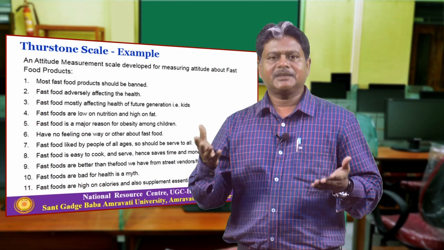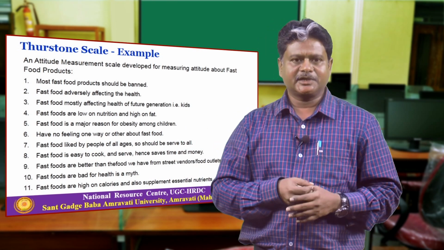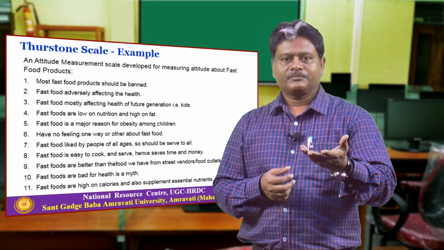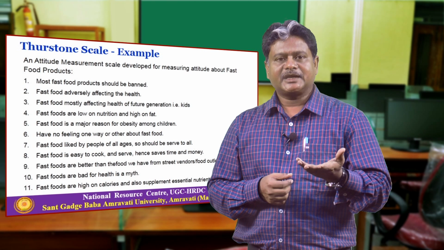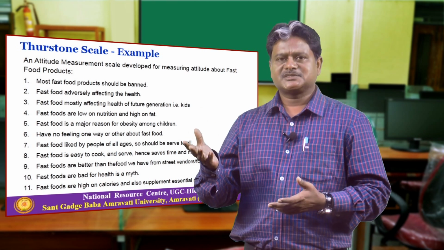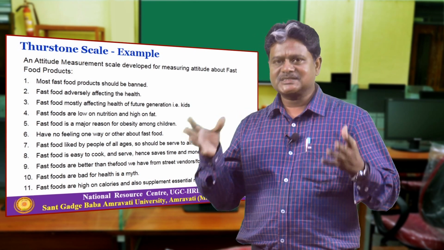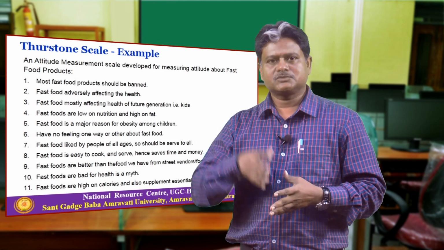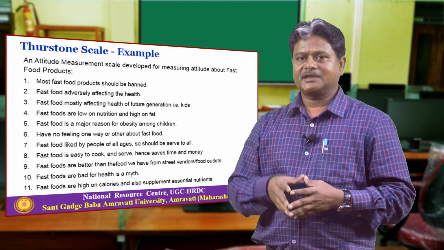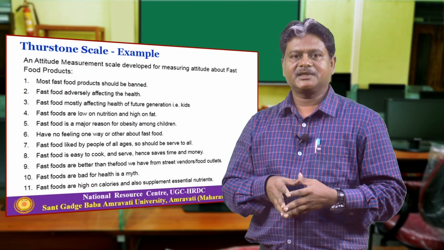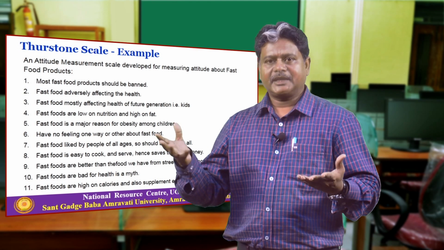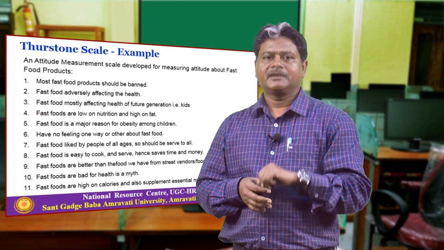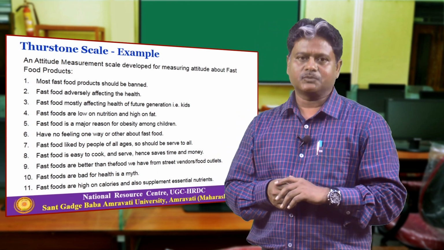So, statements number 10 and 11 are favorable statements for that particular object. In this case, that particular object is fast food. It means the person has a very favorable attitude toward fast food. Some other person who may be negative about fast food as a concept or as a product may go with statements number 1 and 3. Statement number 1 indicates that fast food should be banned, and statement number 3 is that it is affecting the health of the future generation, that is the kids. So, agreement with statements number 1 and 3 indicates that the person has a negative opinion.